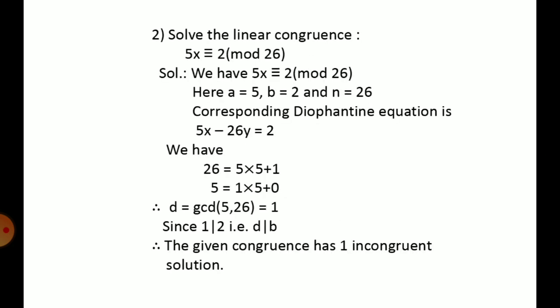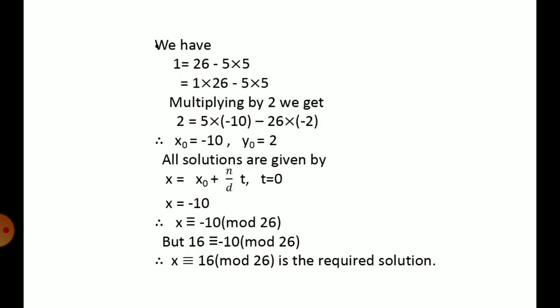In a similar manner, we can solve the second: 5x is congruent to 2 mod 26, which is equivalent to 5x minus 26y equals 2. Then we have to find the GCD of 5 and 26, and as usual by the Euclidean algorithm you can observe that its GCD is 1. 1 divides b, that means 1 divides 2, the right hand side of the Diophantine equation. Therefore the given congruence has d solutions. d is 1, that means it has 1 incongruent solution.